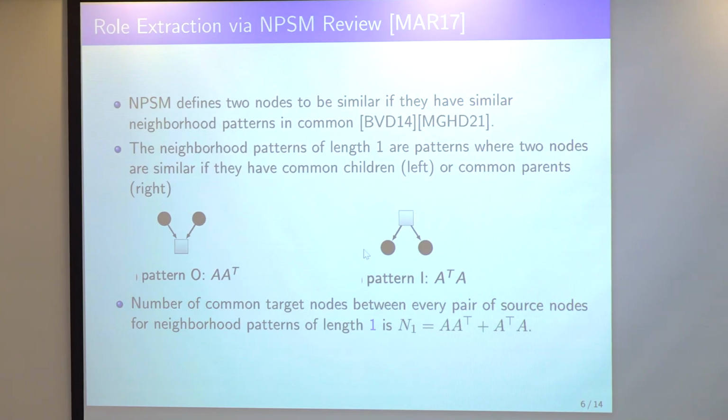The neighborhood pattern similarity measure defines two nodes to be similar if they have similar neighborhood patterns in common. So for example, if we look at this pattern, those two black nodes have the same point-in nodes, so we think they are similar. And also those two nodes have two point-in neighbors in common, and we also think they are similar. So this is the neighborhood pattern of length 1. To calculate the number of those target nodes between every pair of source nodes, like those of length 1, we can mathematically use the matrix A, using A transpose A plus A A transpose, to represent the number of those.